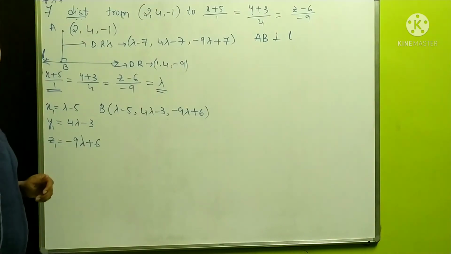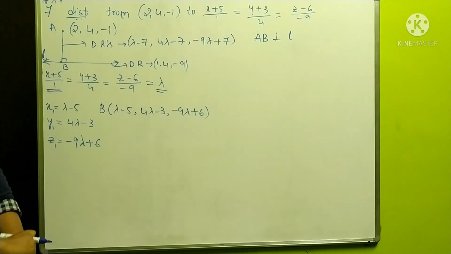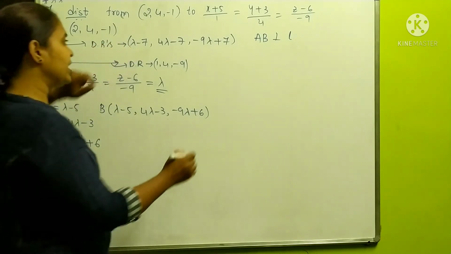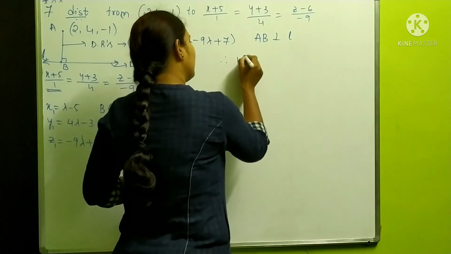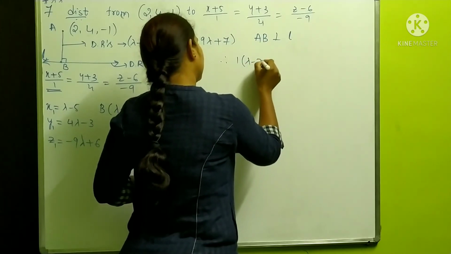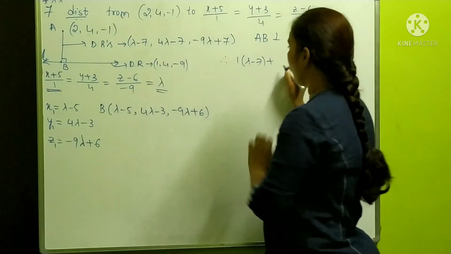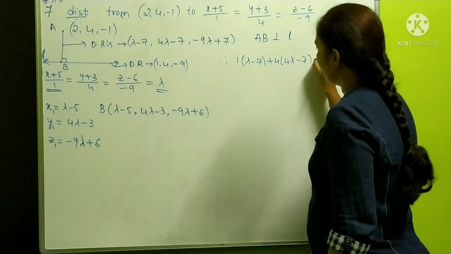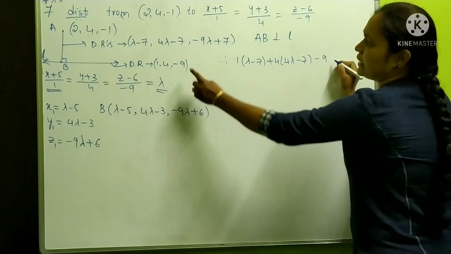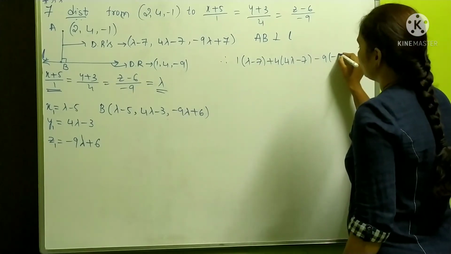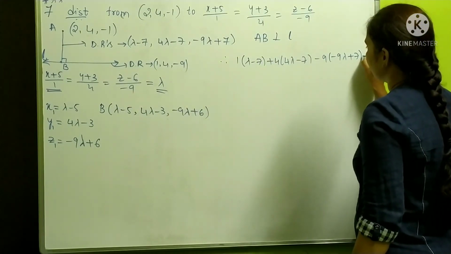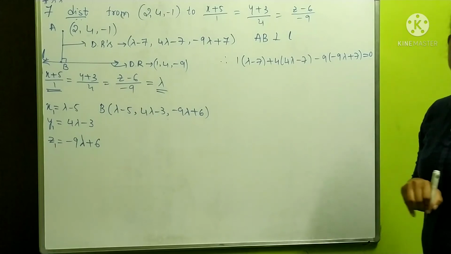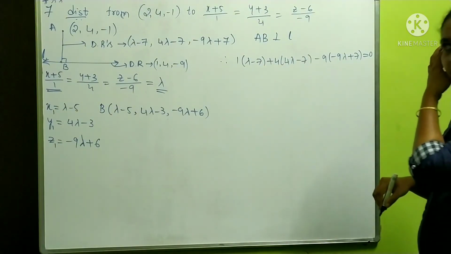Therefore, what can be done? A1, A2 plus B1, B2 plus C1, C2 is equal to 0. That you can apply. So 1 into lambda minus 7 plus 4 into 4 lambda minus 7 minus 9 into minus 9 lambda plus 7 is equal to 0. Find what is lambda here. That is the main thing.